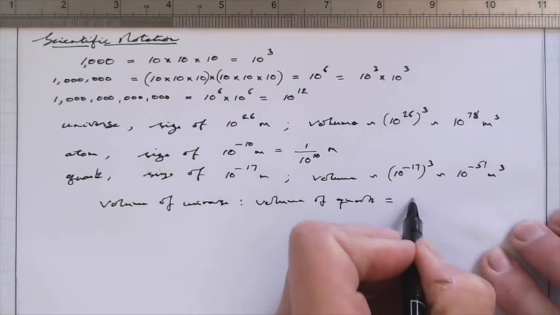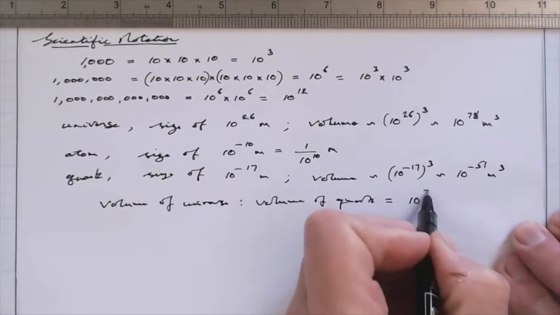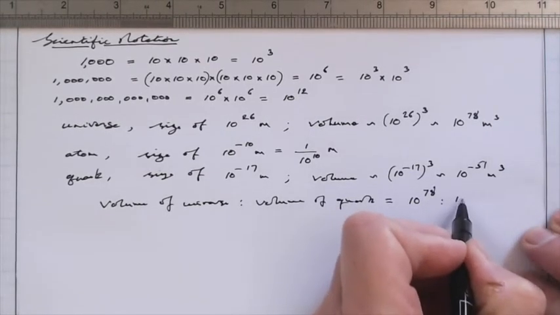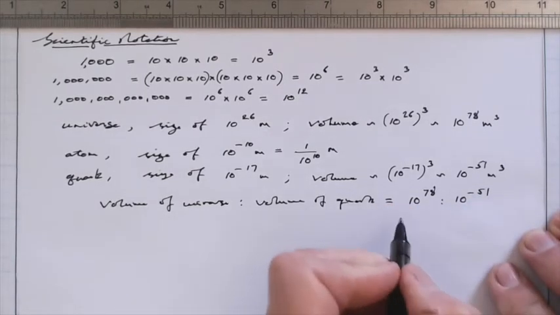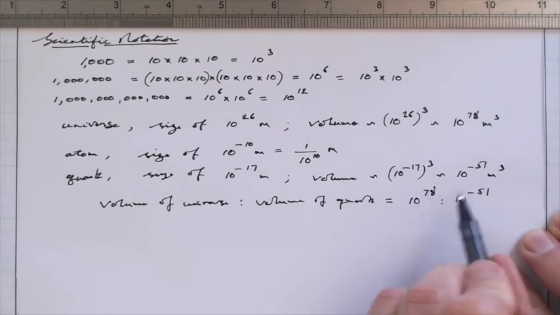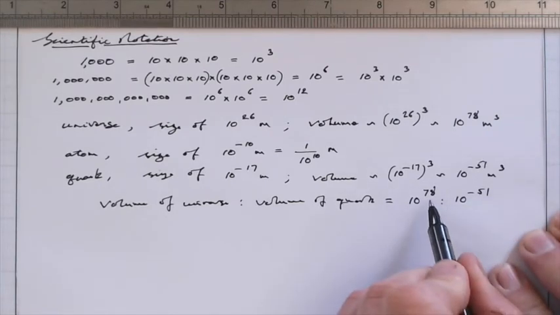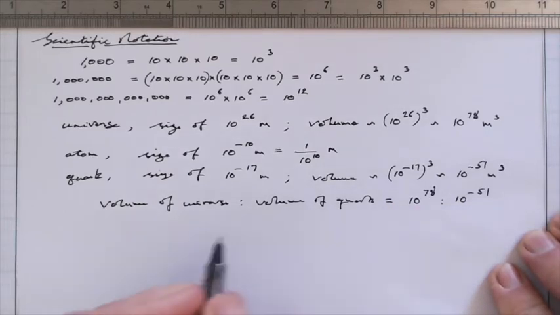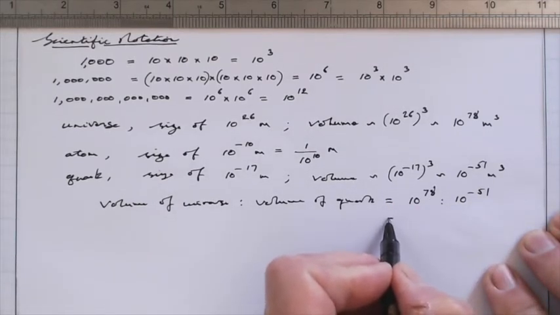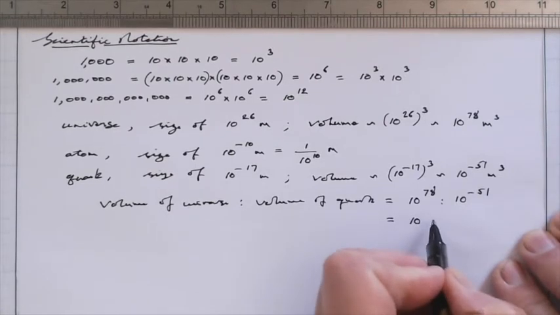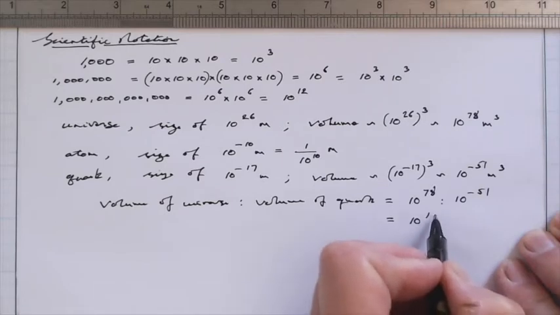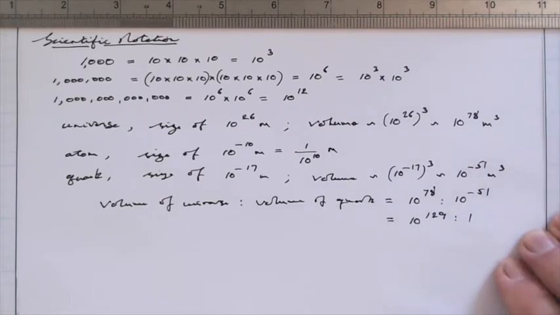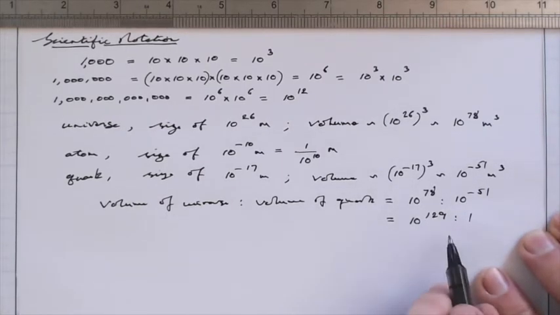Well, that's 10 to the 78 compared to 10 to the negative 51. So it is 78 plus 51 times bigger, so that would be 129 would be the relative, is that right? 10 to the 129 to 1. I mean, obviously a bit silly at this point, but you get the idea how useful this is.